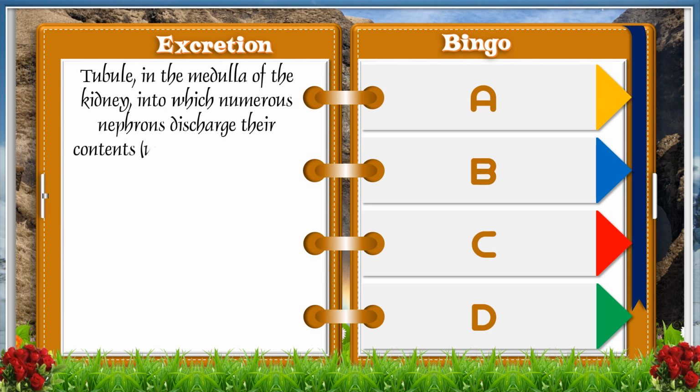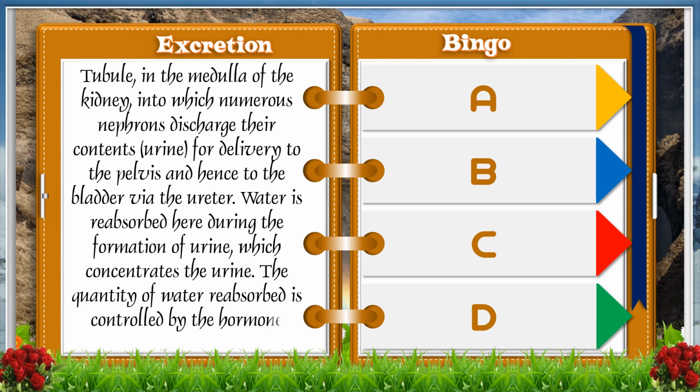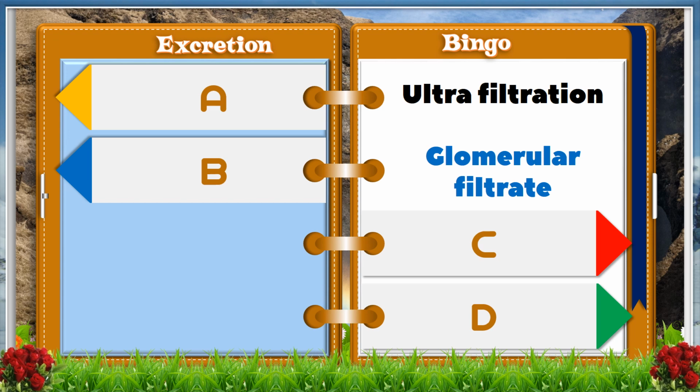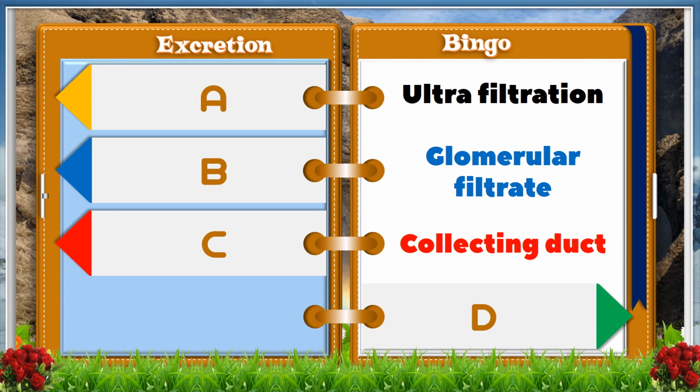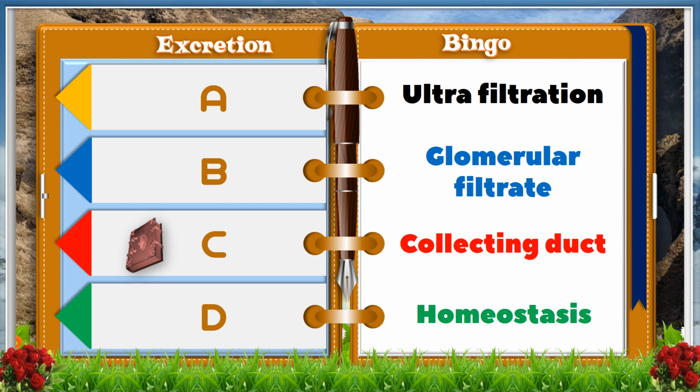Tubule in the medulla of the kidney, into which numerous nephrons discharge their content or urine for delivery to the pelvis and hence to the bladder via the ureter. Water is reabsorbed here during the formation of urine, which concentrates the urine. The quantity of water reabsorbed is controlled by the hormone ADH, or antidiuretic hormone. A. Ultrafiltration. B. Glomerular filtration. C. Collecting duct. D. Homeostasis. And the answer is C. Collecting ducts.